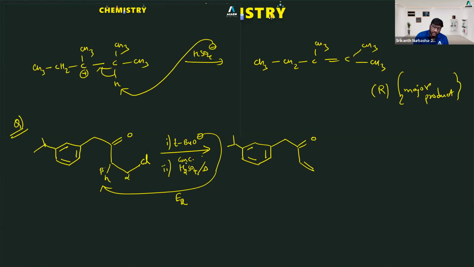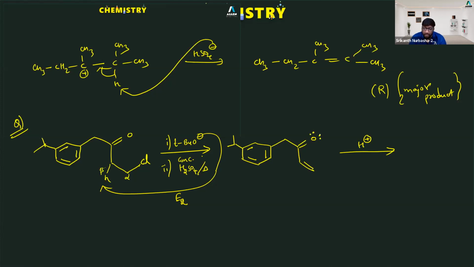Now you are treating this with H2SO4 upon heating. So it is not a simple C double bond C. It is a conjugated system. The carbon-carbon double bond is in conjugation with C double bond O. So can I say whenever this is treated with H2SO4, the H plus from H2SO4 is going to be attacked by a lone pair of electrons on oxygen.